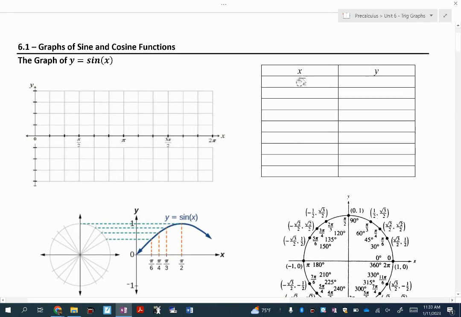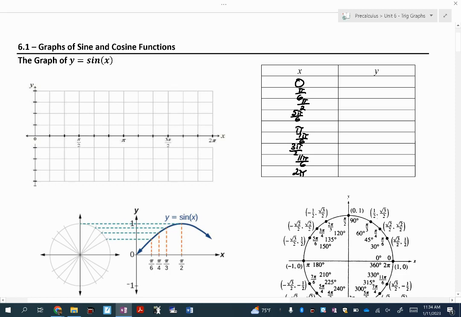All right, so let's start by just graphing the basic sine function here. I'm going to start with 0, plugging in 0 for x, then pi over 6, pi over 2, then 5 pi over 6, pi, then 7 pi over 6, 3 pi over 2, 11 pi over 6, and finally all the way around to 2 pi.